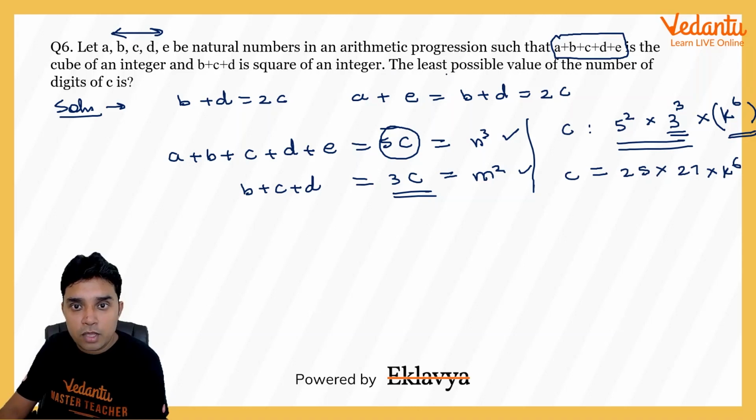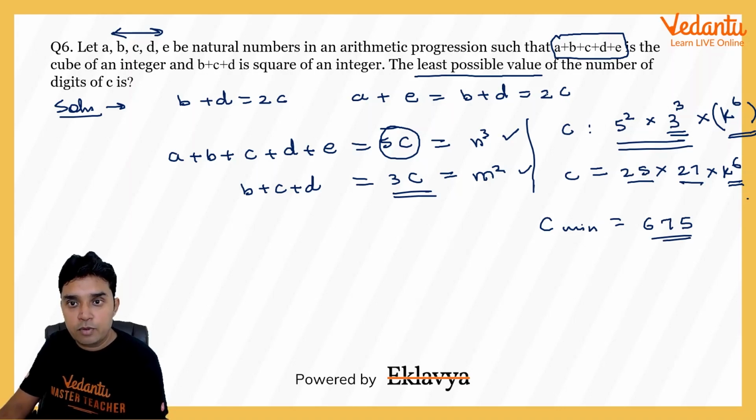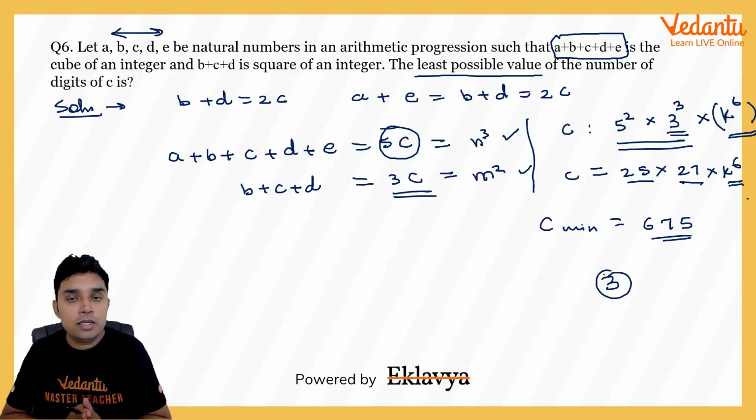But we are looking for the least possible number of digits of C. That means I will take this k as 1, so that the minimum value of C will be 25 into 27, which is 675. So for the least possible number of digits, they are asking the number of digits, the answer will be 3 for this question. So this is the solution of this question.